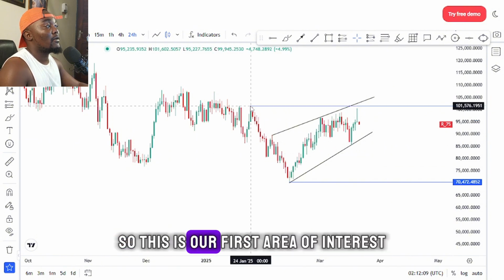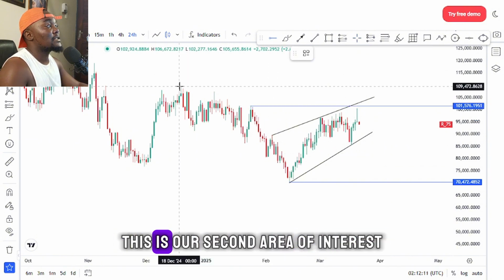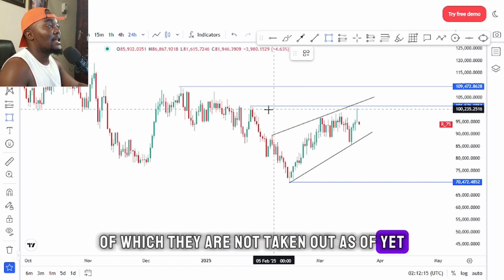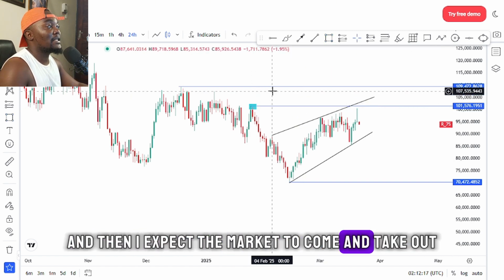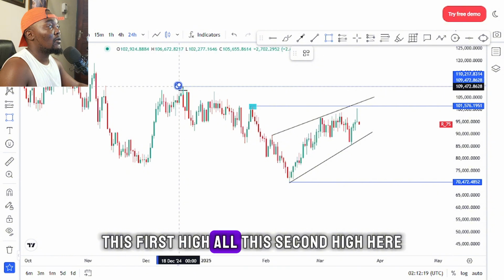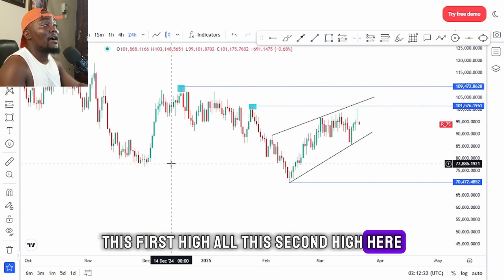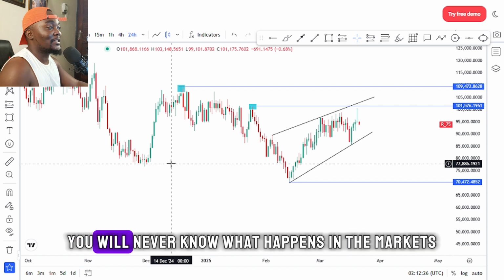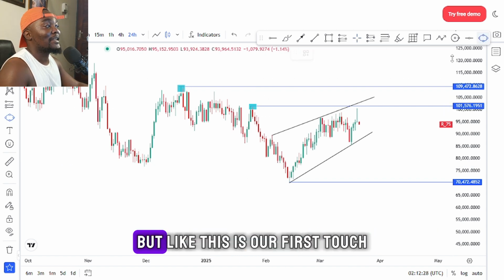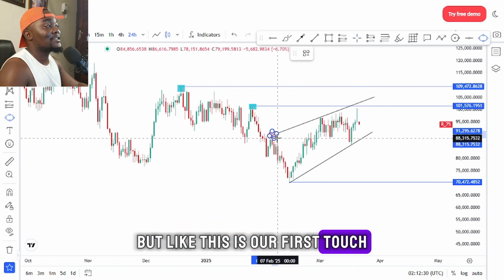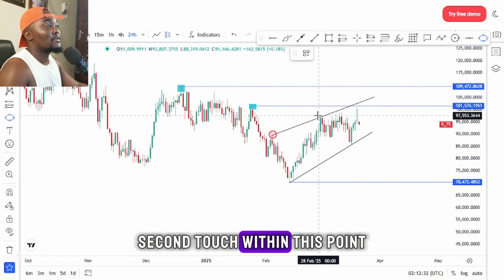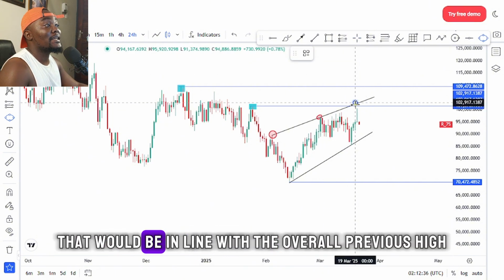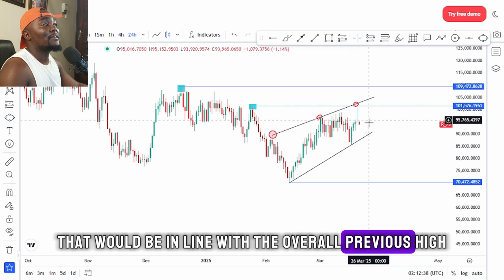So this is our first area of interest. This is the second area of interest, of which they are not taken out as of yet. And then I expect the market to come and take out this first high or this second high here. But like depending on the market, you always know, guys, you will never know what happens in the markets. But like this is our first touch, second touch within this point, then I expect the third touch that would be in line with the overall previous high, guys.